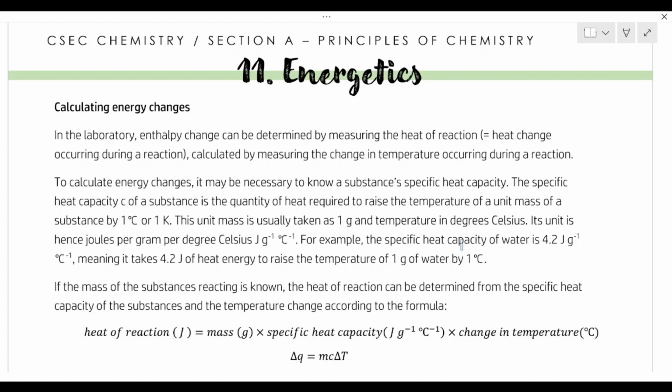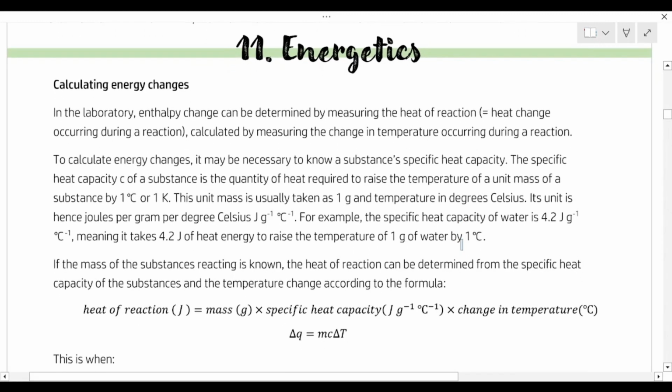Additionally, to calculate energy changes, it may be necessary to know a substance's specific heat capacity, which is the quantity of heat required to raise the temperature of a unit mass of a substance by 1 degree Celsius or 1 Kelvin. For example, the specific heat capacity of water is 4.2 joules per gram per degree Celsius, which means that it takes 4.2 joules of heat to raise the temperature of 1 gram of water by 1 degree Celsius.